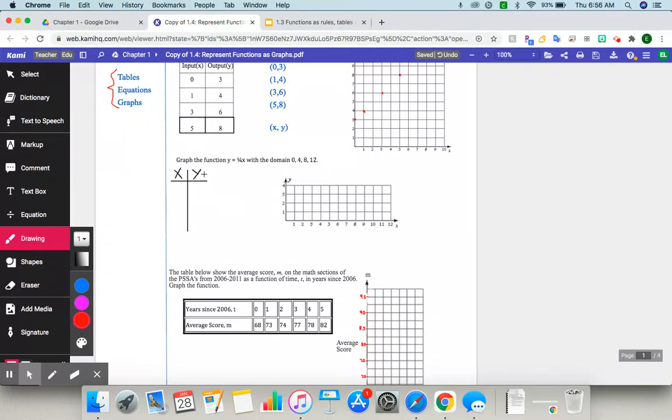In this next example, we can use an equation to produce a table and then use that table to create the graph itself. So notice our domain are the X values of 0, 4, 8, and 12. So I need to use these 4 numbers, evaluate them in my equation to produce the corresponding outputs. So we'll start with 1/4 times 0, and that gives us an output of 0.